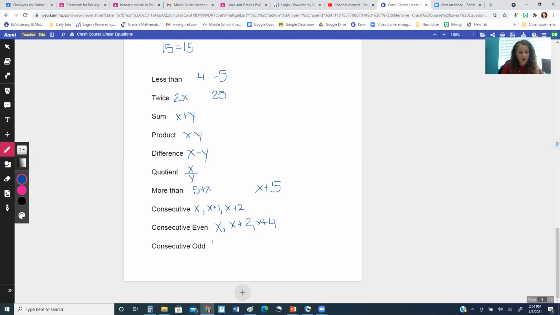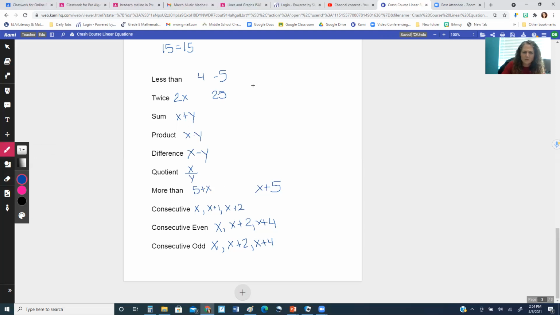But consecutive odd, so we start with x, they also go up by 2. Let's say I have 1. What is an odd number? 3 is the next odd number. 3 is 2 more than 1. 5 is 2 more than 3. So they still go up by 2s, just like the consecutive evens. It's just that they start on an odd instead of starting on an even.